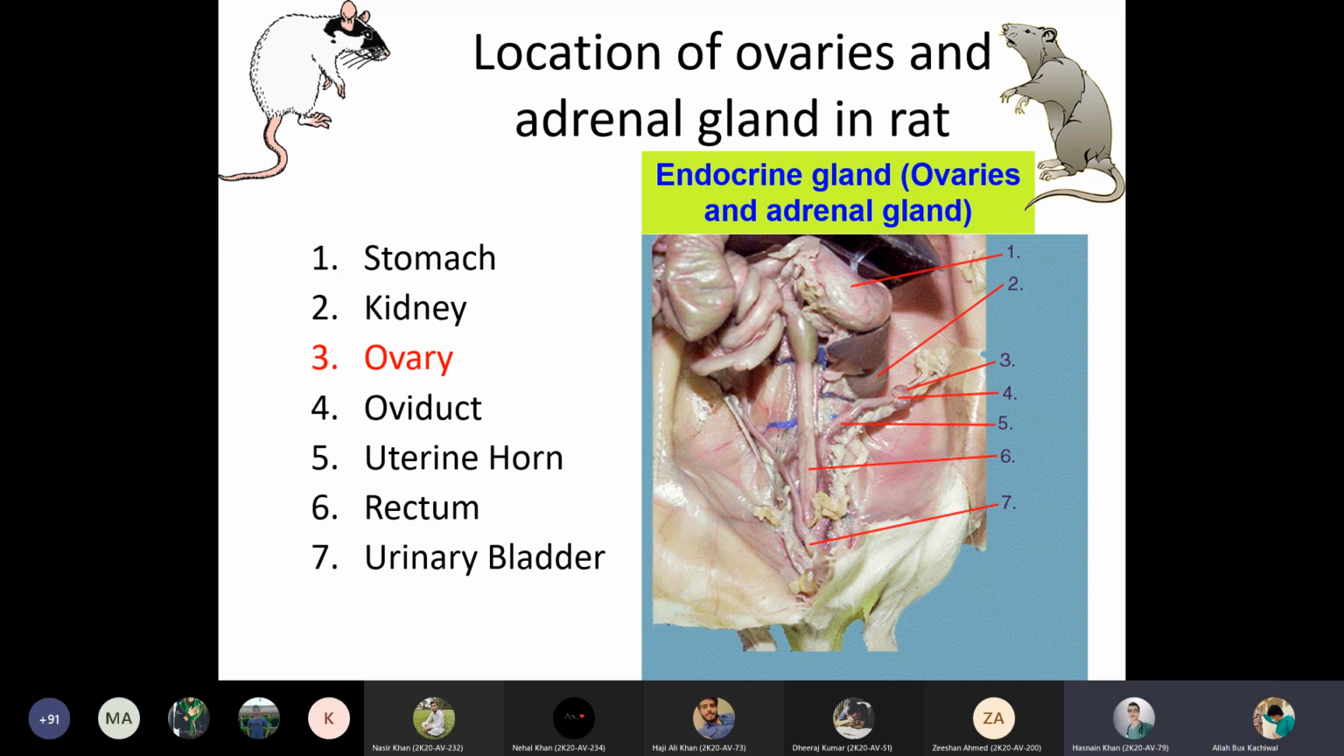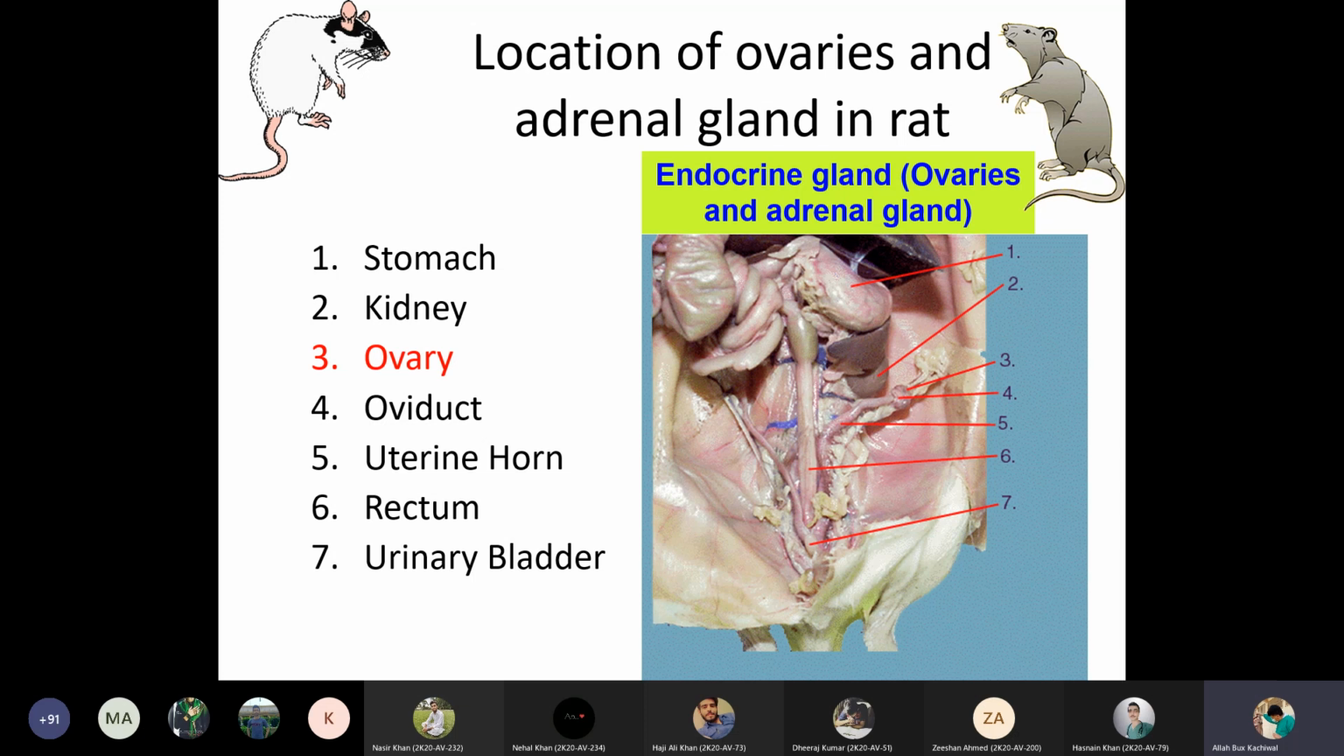This is one of the endocrine gland, the oviduct. This is not the gland, but it is a part of a reproductive organ. The uterine horn, the uterus also works whenever the animal is pregnant. It works like an endocrine gland. The rectum is a digestive portion, and then the urinary bladder is the portion of the urinary system.